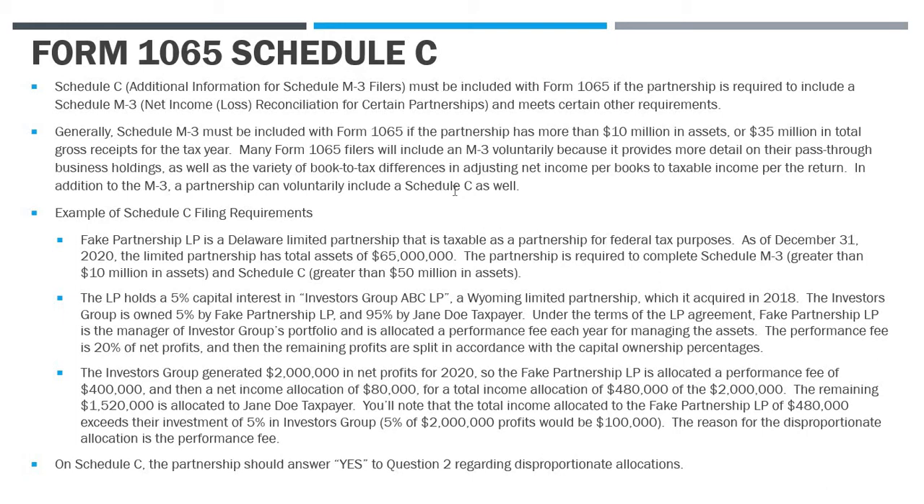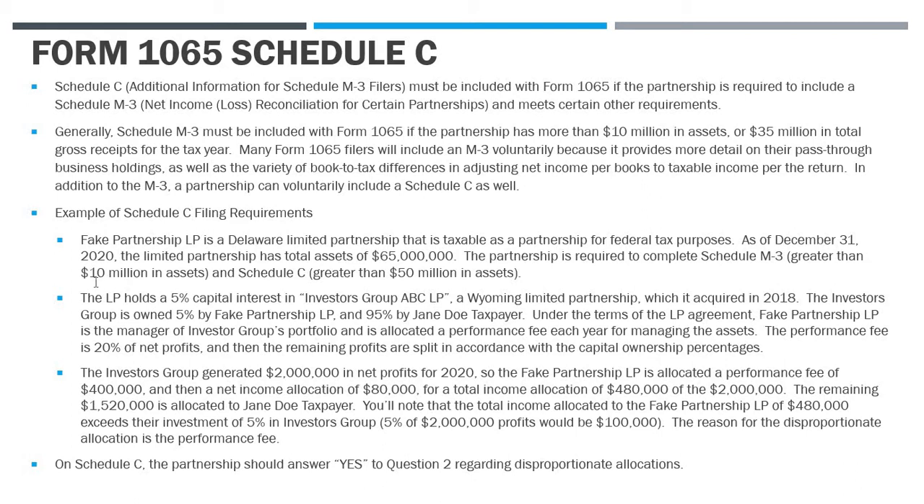So let's look at an example of a Schedule C filing requirement. We have Fake Partnership LP here. It's a Delaware limited partnership, taxed as a partnership for federal income tax purposes, so it's going to file a 1065. As of the end of 2020, the LP had total assets of $65 million. So the partnership is required to include a Schedule M3 because it has more than 10 million in assets. Right now, the Schedule C is included if the partnership has more than 50 million in assets. So in this case, they need both. They need the M3 and the Schedule C.